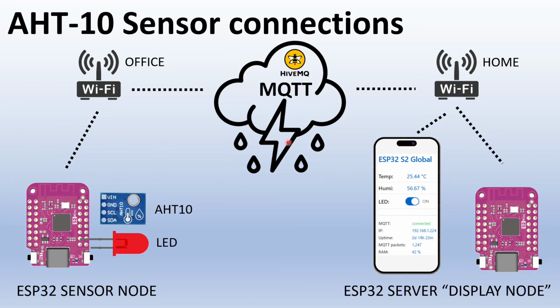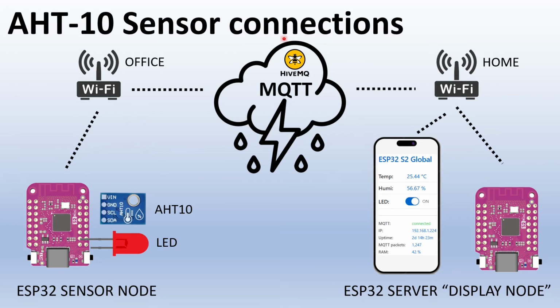In the middle we have the HiveMQ cloud, which is a free MQTT broker that can receive and send MQTT data messages. The sensor node will read the AHT10 sensor every minute and send an MQTT message via the office Wi-Fi connection to the HiveMQ broker.